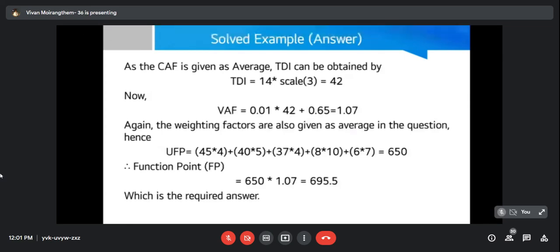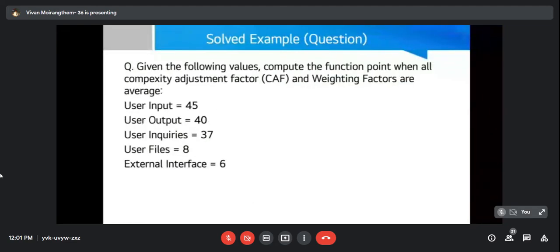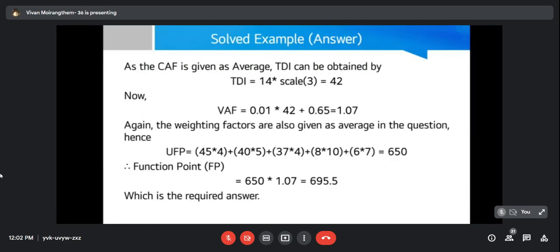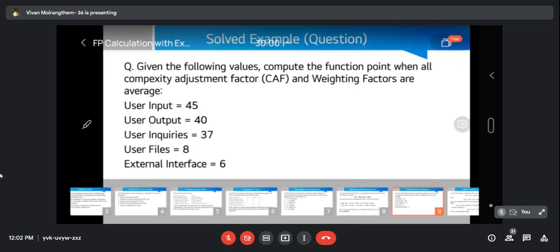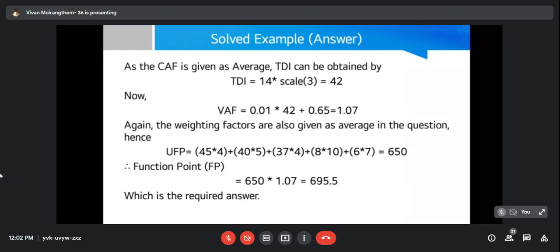In this question, we were to multiply the individually assigned values for each of the parameters with each of these weighted values. So now our UFP will be the value given for user input 45 into 4, right? Then plus the value assigned for user output 40 into 5. Likewise 37 into 4. Likewise 8 into 10. Likewise 6 into 7. This will give us 650. 650 is our unadjusted function point.